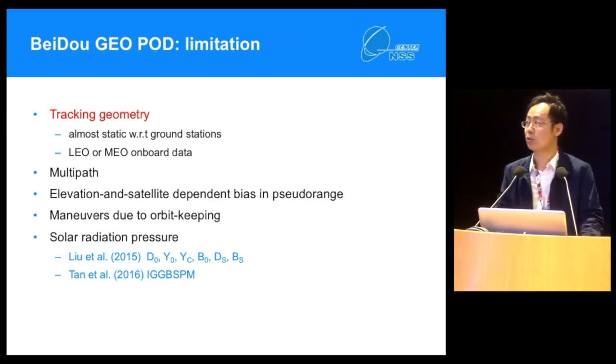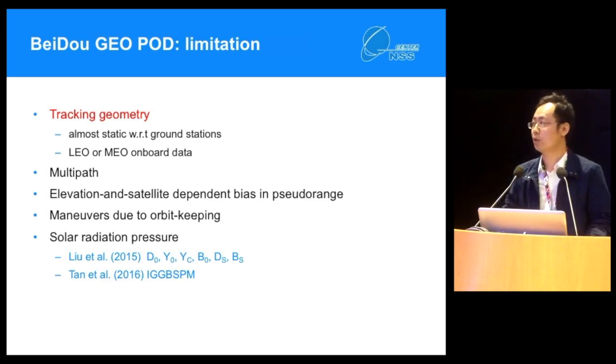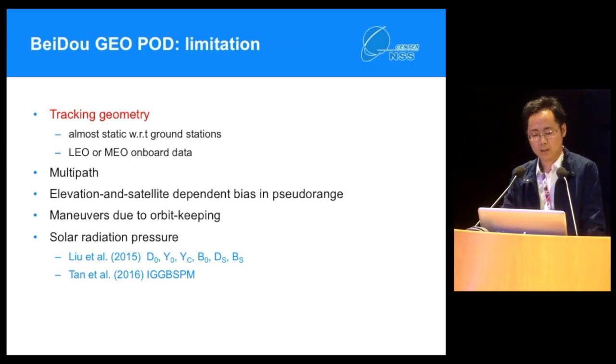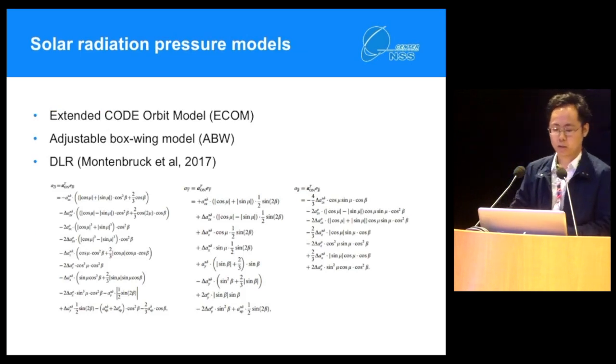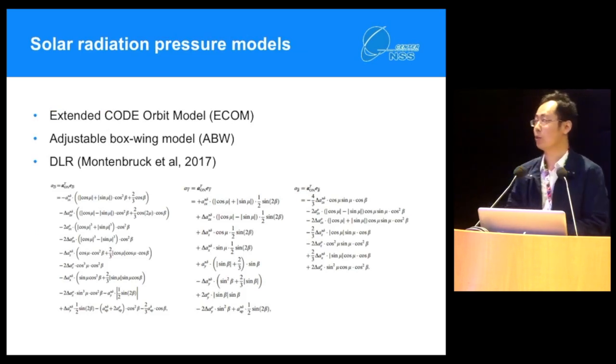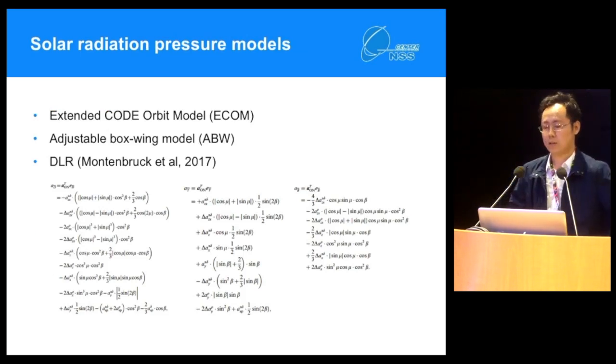Next, let's go to the solar radiation pressure. Up to now there are several models, but I listed two here, which were proposed by two Chinese colleagues. They definitely need to be improved. As to my validation, I think there is some room for improvement in these two models. But among the others, the most widely used is the ECOM model, although it was originally developed for the yaw steering model.